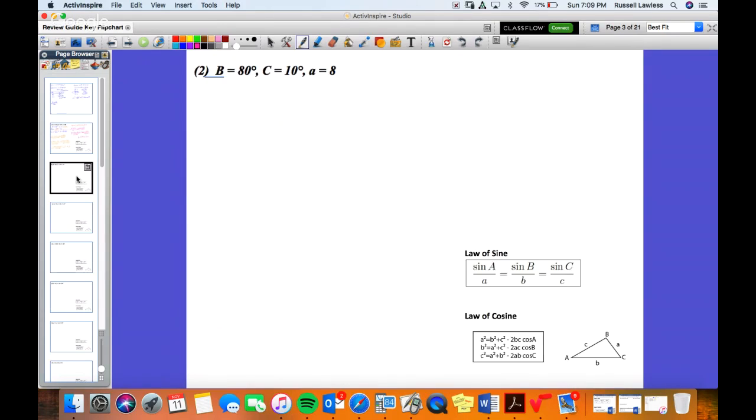For this next one here, again, when you're looking at the triangles, you want to start off with noting what angles you know and what side lengths you know. So I know angle B, I know angle C, and I know side length A.